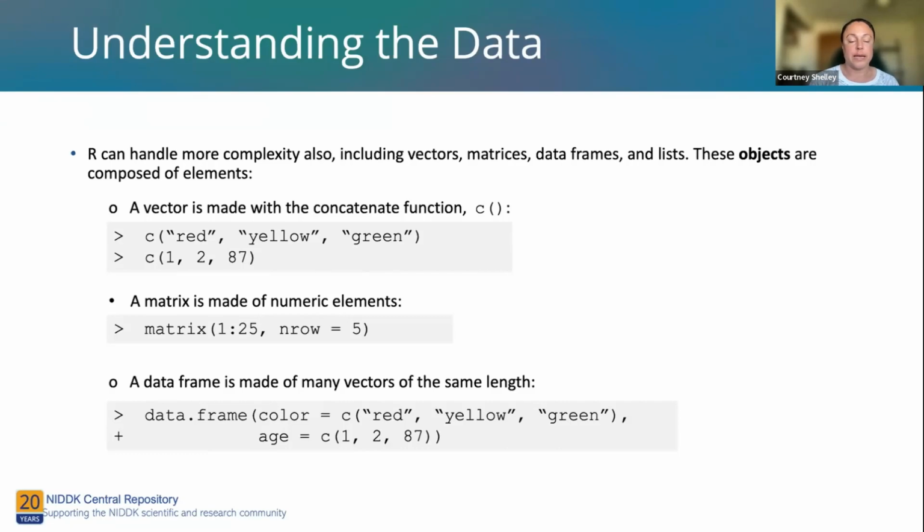Within that, we can have a couple of examples, like a string that has several colors in it, red, yellow, and green, or a string that has several numbers in it. A matrix is made of numeric elements only, and that will come out with rows and columns like a matrix in mathematics. And then finally, a data frame is made of many vectors of the same length, and that sort of looks like a matrix, except you can have all different kinds of information. And that's what your data set is going to read into when you read it into R. It'll likely be as a data.frame.